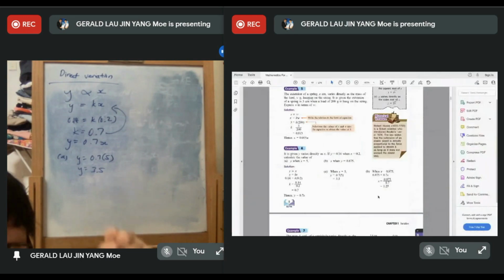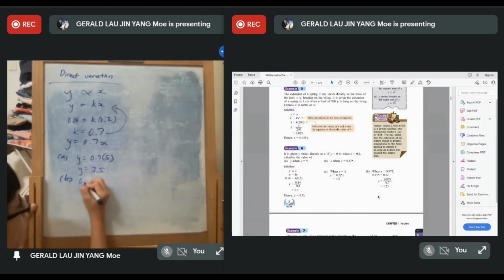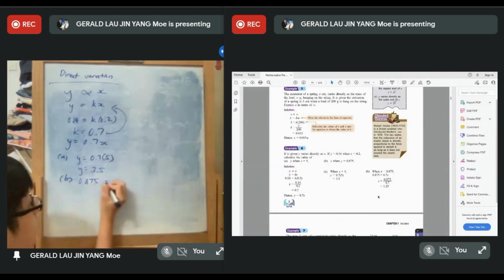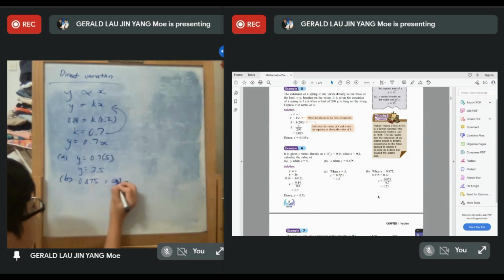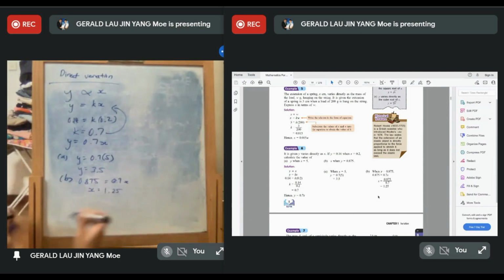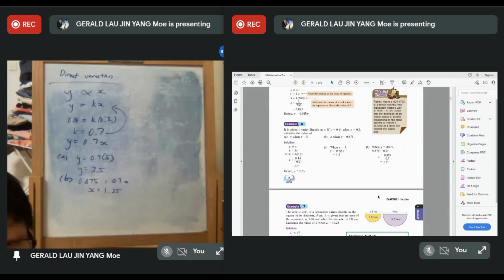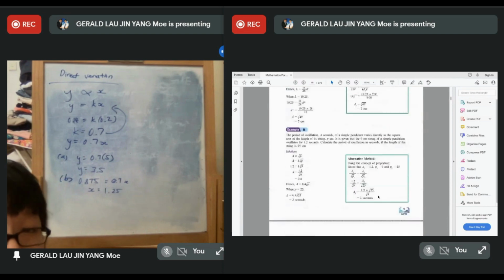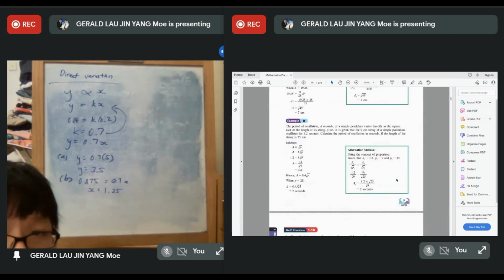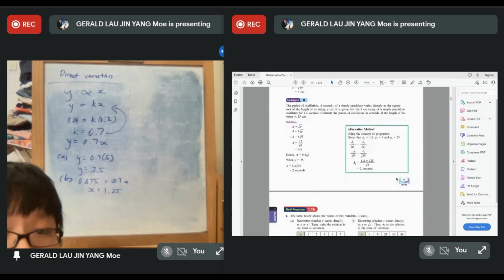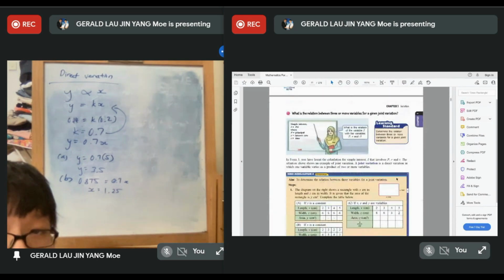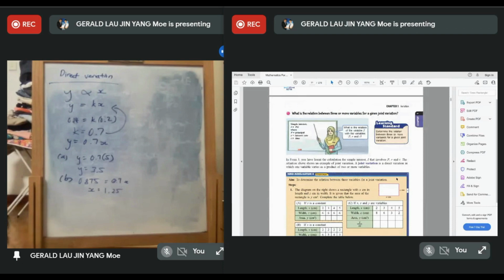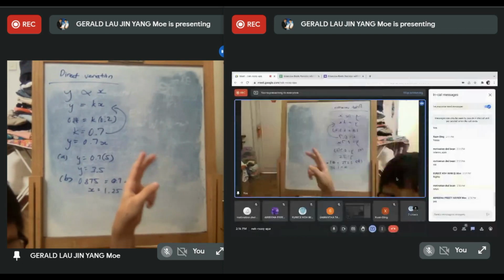Okay. Then you can also do the value of x when y is 0.875. So 0.875 equals 0.7x. Okay. So x you get is 1.25. Okay. So this is direct variation, very easy. Once you already understand direct variation, you can do the others already lah. So these are the examples lah. I won't go through them because it's also the same thing lah. Okay. Now, under direct variation, just now we are only doing two variables.